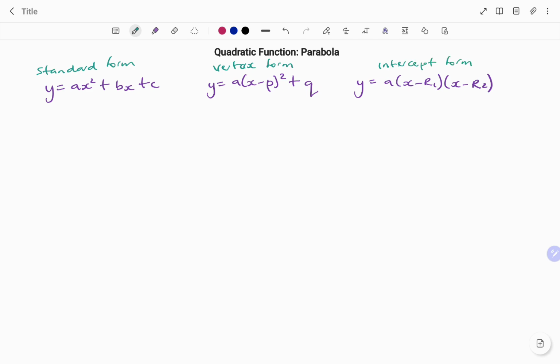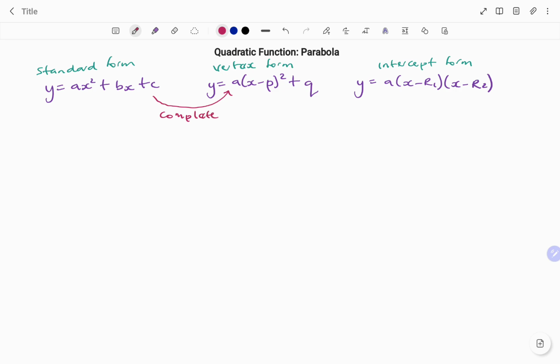Each equation is used based on the question asked or what exactly you're trying to achieve when dealing with the parabola. I'm going to explain quickly what each variable means in each form. Note that I can get the vertex form from the standard form using the method of completing the square.